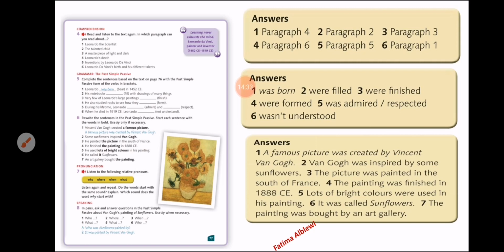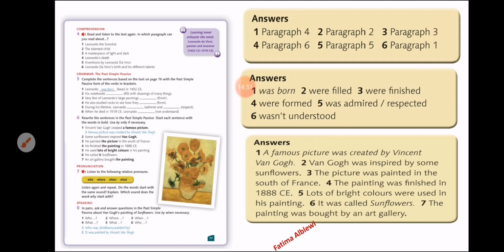The talented child, paragraph number 2, which begins with line 15. Okay. A masterpiece of light and dark, paragraph number 3.